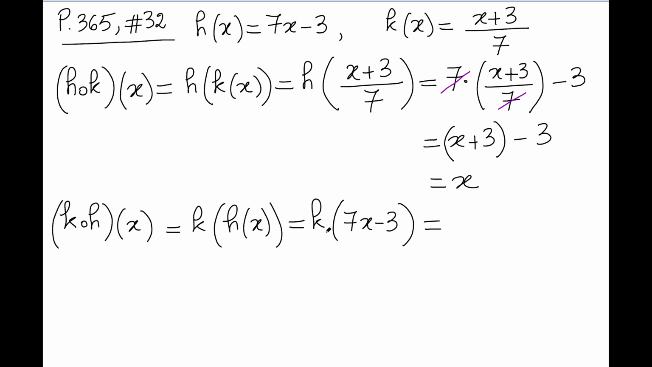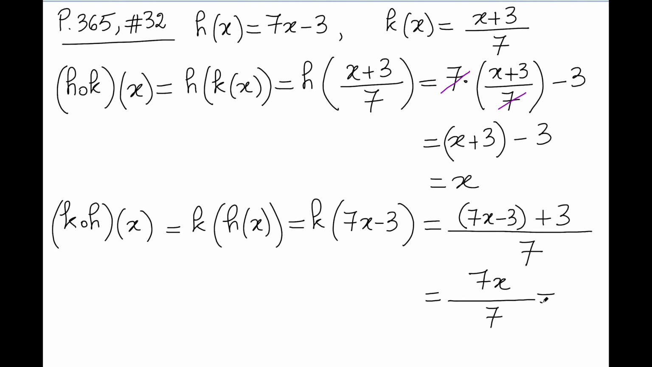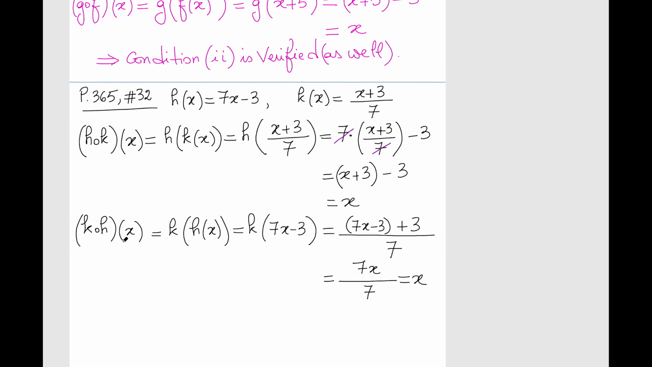And once you take a look at how K operates, it takes the quotient between the input plus 3 and 7. And the input happens to be 7x minus 3 in this case. So that's going to be the quotient between the input plus 3 and 7, and the input is 7x minus 3. And this is the same as 7x minus 3 plus 3, which is 0. So upstairs is only 7x, and then downstairs is 7, and this is simply x. So condition 2 is also verified.